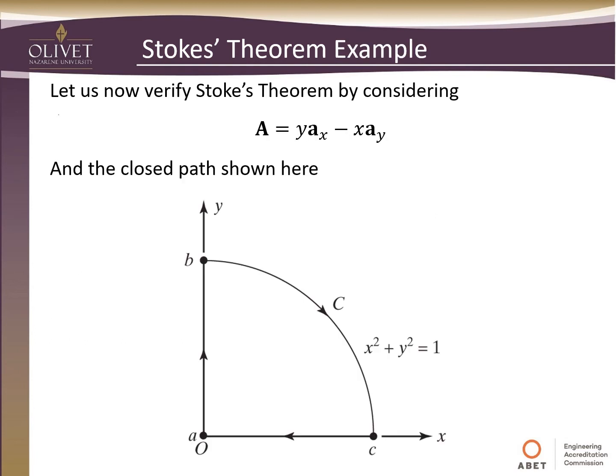So let's look at an example of how this works. We're going to take a certain problem and try to evaluate it both ways, using the left-hand side and the right-hand side of Stokes' theorem, and show that they do, in fact, agree. So here we're going to consider a vector A, which is just y in the x direction minus x in the y direction. And we're going to consider that in relation to the closed path here. So for this closed path, we start at A, we go straight up the y-axis to B, then we go from B to C along this unit circle, and then from C we go back to A.